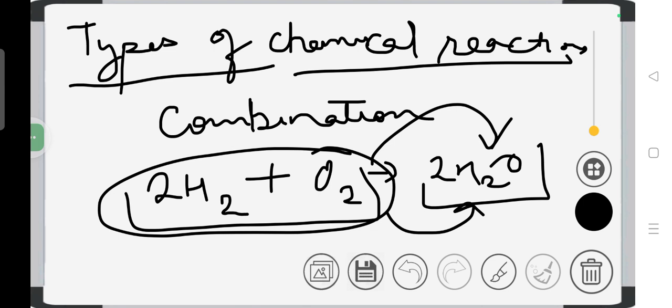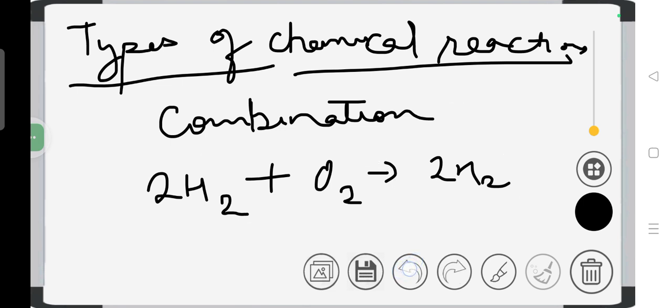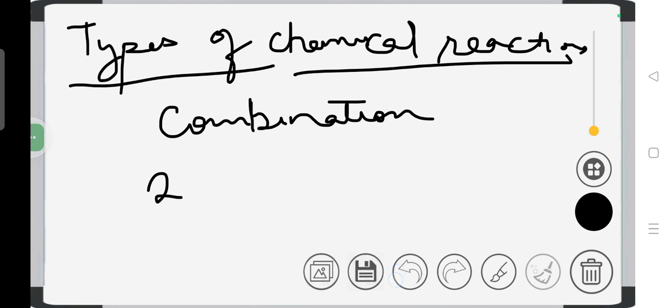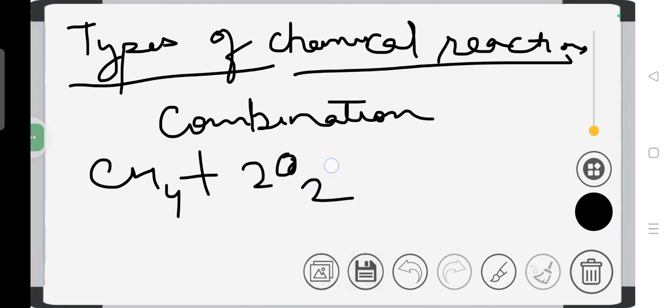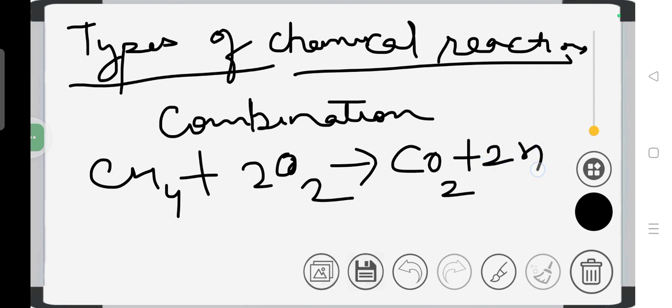Now sometimes there is a release of energy in a combination reaction too. Now, burning of natural gas. What is natural gas? Burning of natural gas, CH4. When CH4 is burned with oxygen, what do we get? CO2 plus 2H2O gas. This 2H2O is in the gaseous form. So this is also a combination reaction.